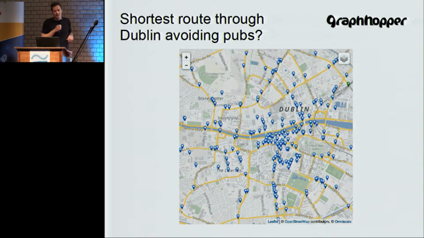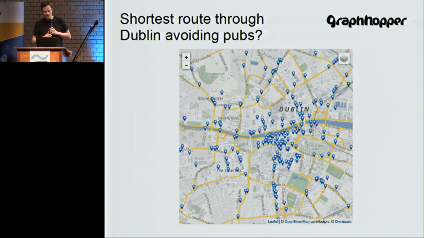And the topic of these 2 blog posts was basically to find routes through Dublin. And the first blog post dealt with finding the shortest route through the city center of Dublin by avoiding all pubs in Dublin. And this is quite challenging since Dublin is known to have a very high pub density.